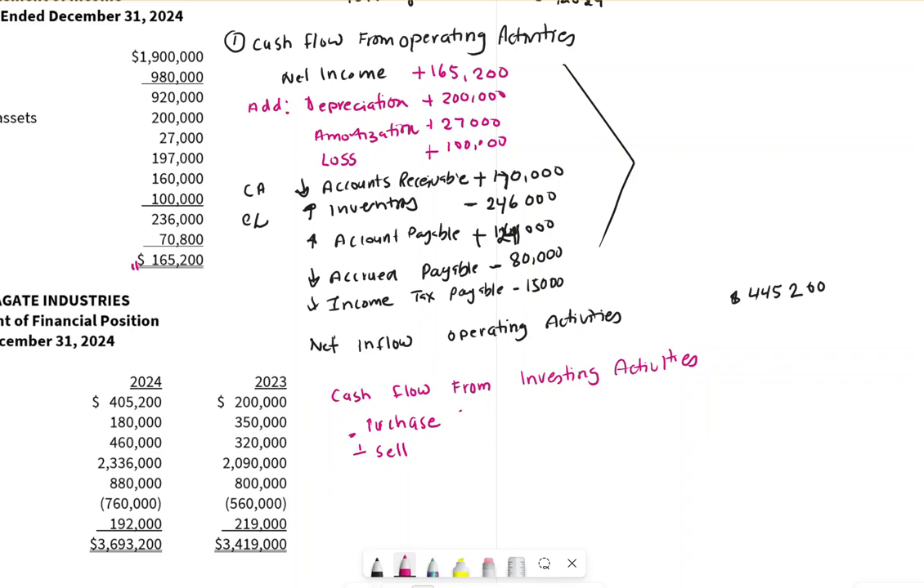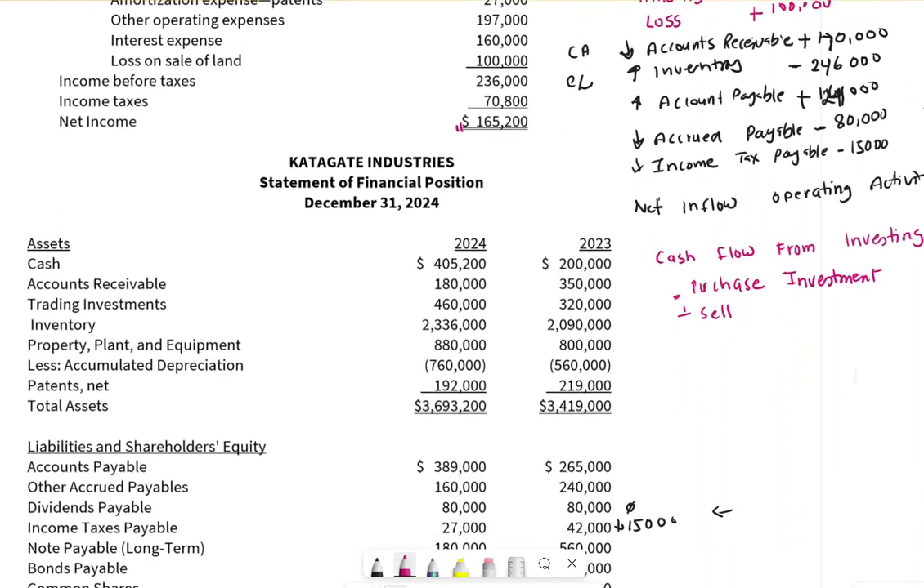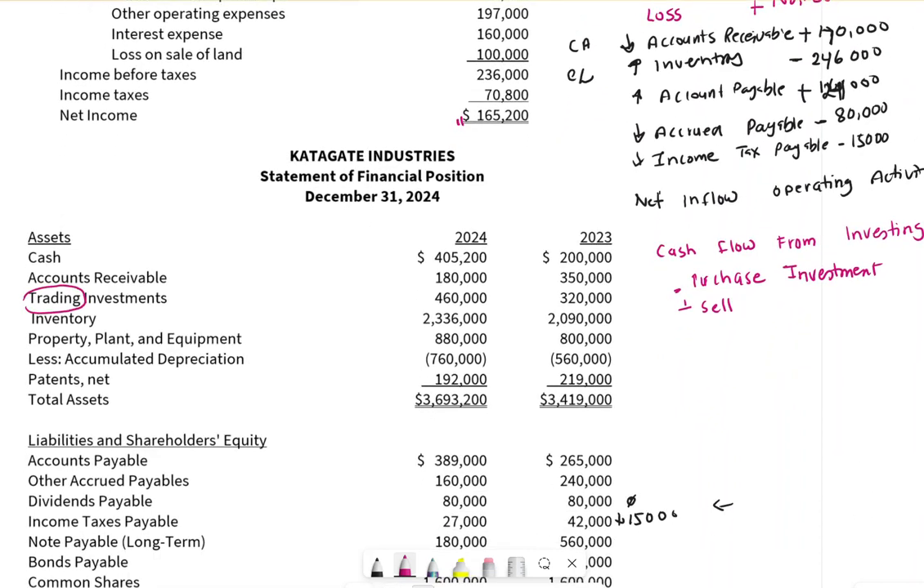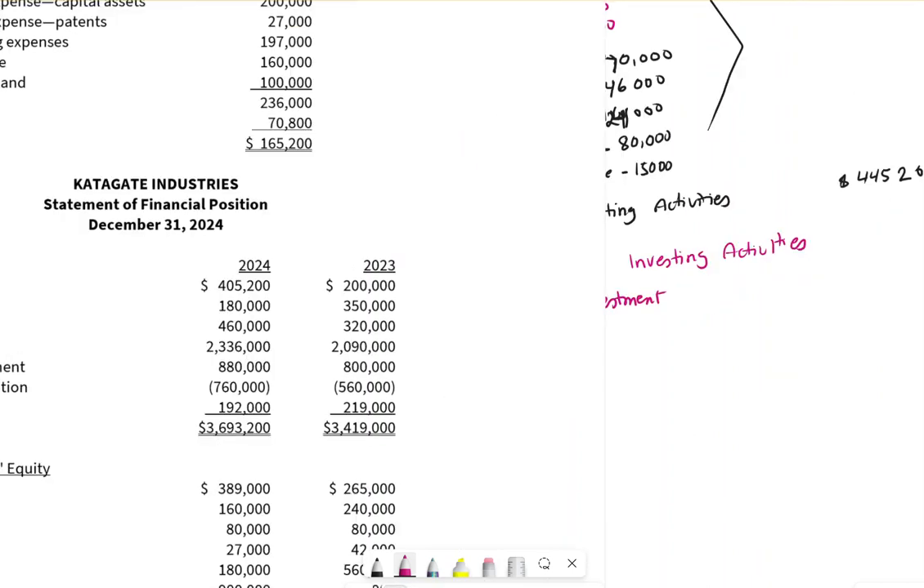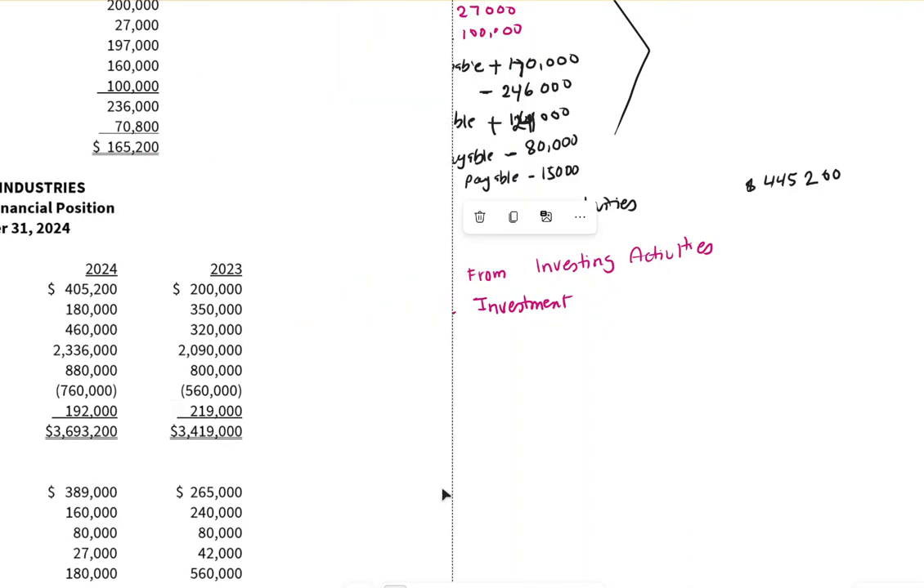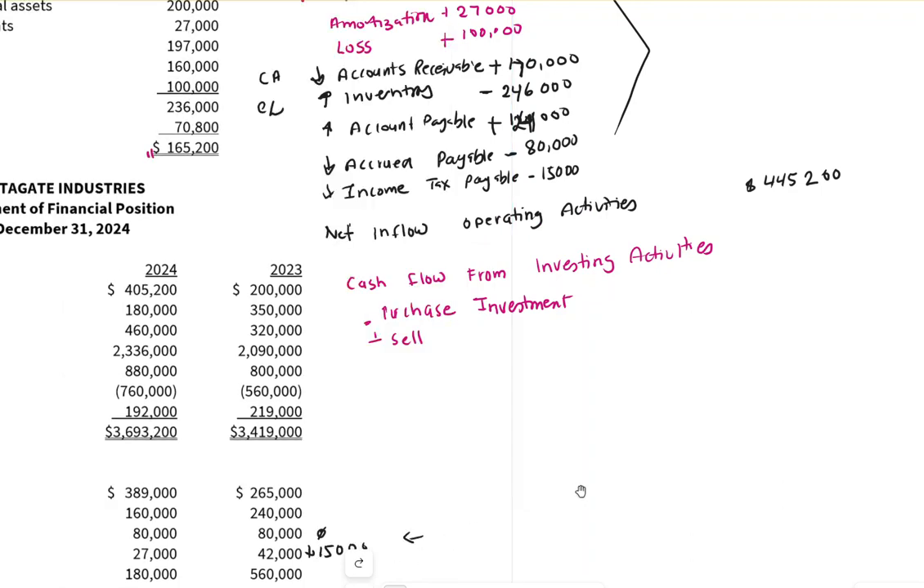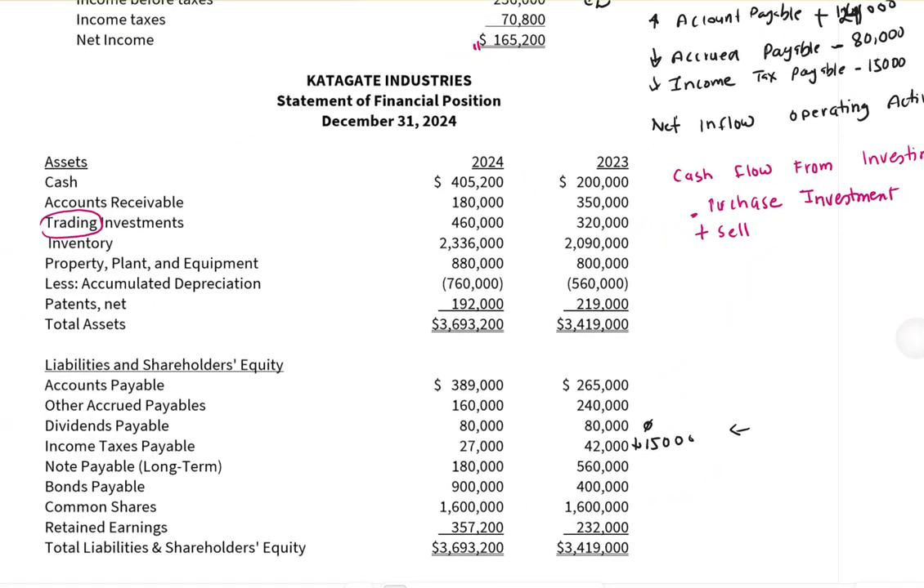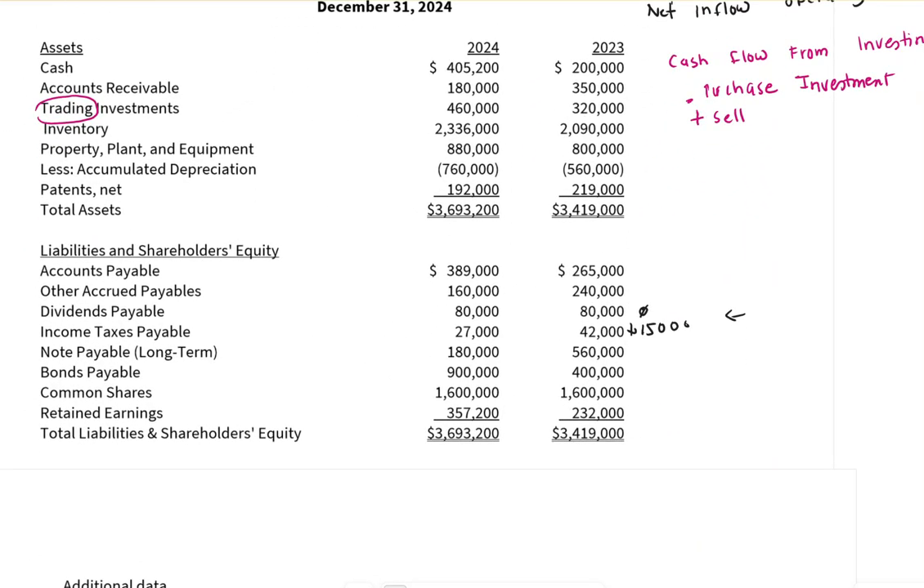First we purchase an investment, so it could be temporary or short term. In this case, they said that we bought a trading investment. We don't know if it's short term or long term. If you purchase an investment, that is your 140,000. If you purchase, it's a negative 140,000. And when you sell it, it will be a positive number.